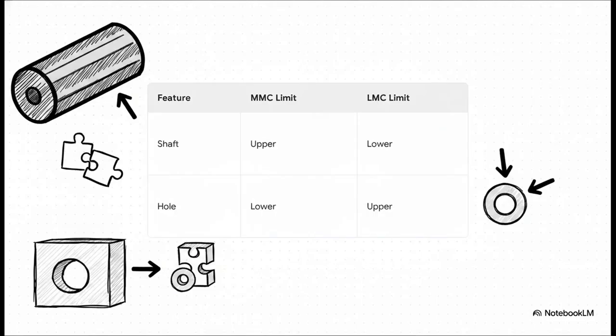Now, this concept gets really interesting when you compare shafts and holes. For a solid shaft, the maximum material is obviously its upper limit. A bigger shaft simply means more metal. But for an empty hole, the maximum material condition is actually its lower limit. Think about it. A smaller hole means less material was drilled out, leaving more physical material behind on the actual part. Engineers calculate MMC to guarantee that even at their absolute bulkiest, two mating parts will still successfully assemble.